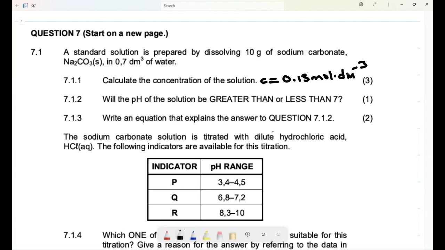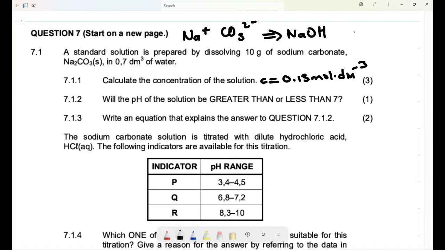Now, will the pH of the solution be greater than or less than 7? Now, sodium carbonate is a weak base. Sodium carbonate is a weak base. So now remember, sodium carbonate is something like Na plus and CO3 2 minus. So how do I know which one comes from what? Sodium plus comes from sodium hydroxide.